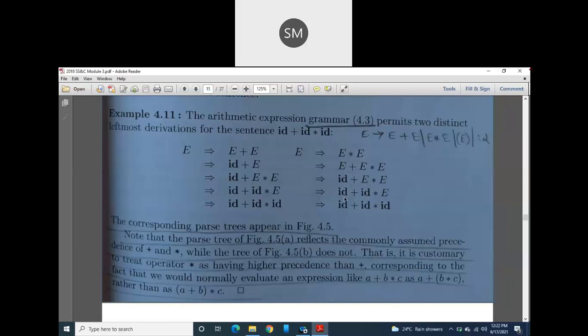In the next step, what am I doing? Among these two E, I replace this first E, that is the leftmost E, by ID. And again the last E is replaced by this ID. Again I am getting the same string, ID plus ID star ID, right?